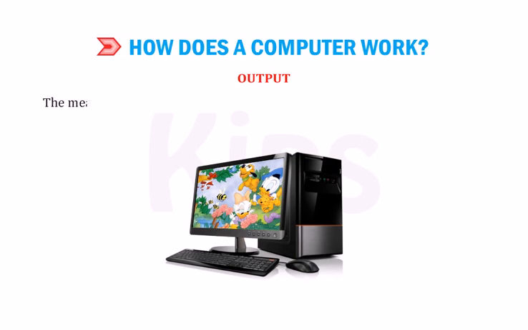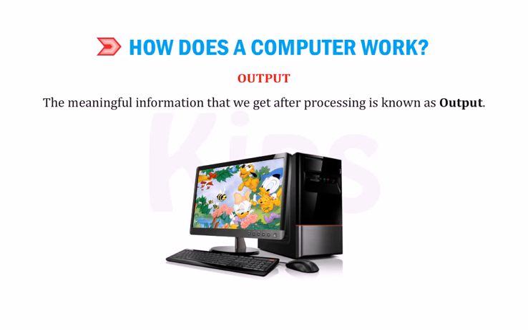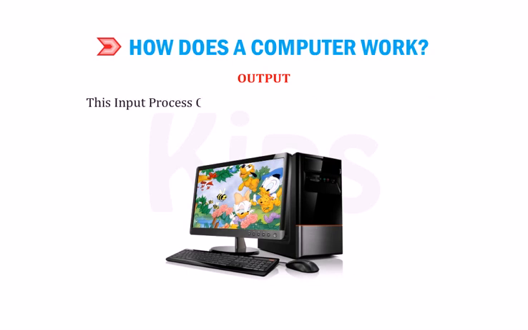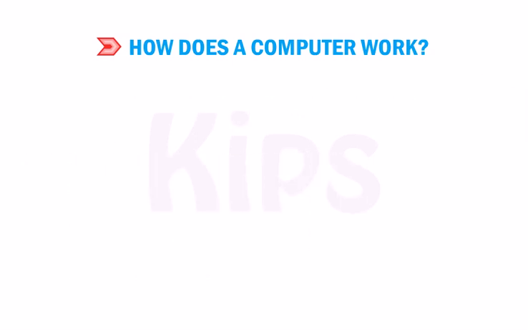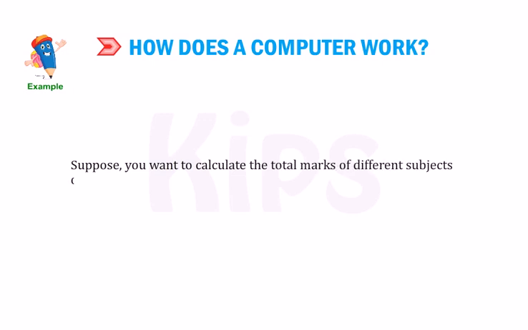Output. The meaningful information that we get after processing is known as output. This input, process, output, IPO cycle can be understood with the help of an example. Suppose you want to calculate the total marks of different subjects on a computer. See how the processing takes place in a computer.